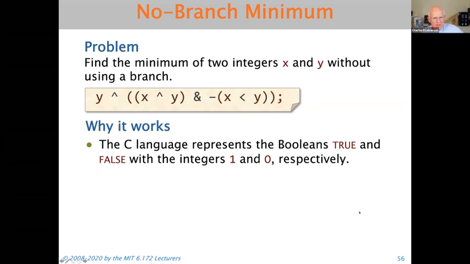So the C language represents the Booleans true and false with integers 1 and 0 respectively. Okay, so true is a 1, false is a 0. Well, actually, even that's a simplification. If you do a logical test of a value, a 0 is false and anything else is true. So you can test something and the thing you're testing is false only if it's 0, and if it's anything else, it'll treat it as true. But if you evaluate a logical expression, such as x less than y, the outcome is either 0 or 1. It won't give you a non-zero value other than 1.